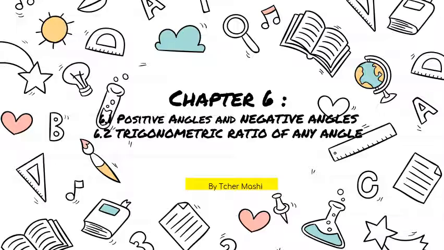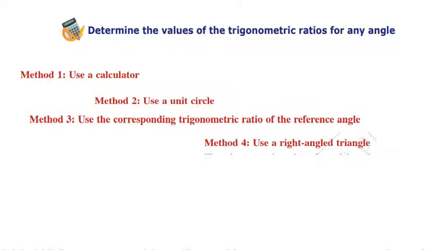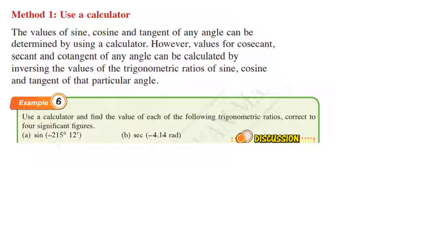Okay, let's go. Next, determine the value of the trigonometric ratio for any angle. Actually, we have 4 methods and we will go through one by one. Okay? Okay, for method 1, use a calculator. This is the easiest way to find trigonometry.